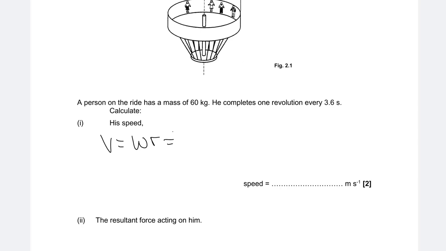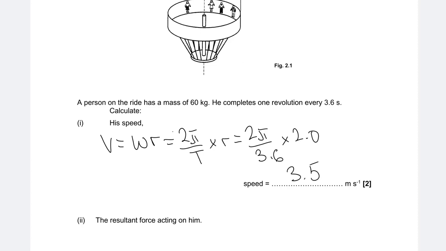So omega is our angular speed, which is 2 pi divided by T, multiplied by the radius, which is going to be 2 pi over 3.6 times 2.0, which is going to give us 3.5 meters per second.